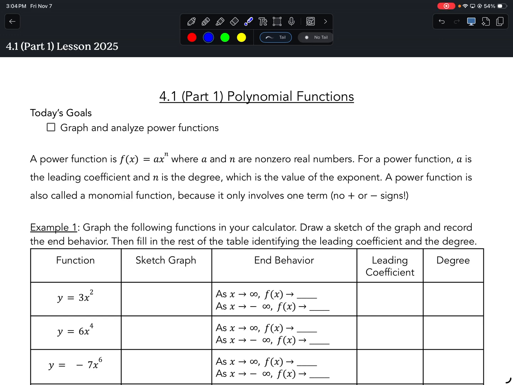So polynomial functions. Remember I said it gets harder from here? Except for this chapter.